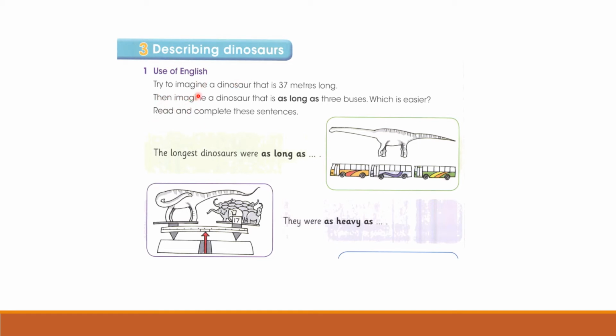They say, try to imagine a dinosaur that is 37 meters long. Then imagine a dinosaur that is as long as 3 buses. Which is easier? Read and complete these sentences. For me, the easiest one is this one, as long as 3 buses. Okay, so our lesson today, we are going to compare measurement to actual objects and how to express it in English. Are we together? Good.